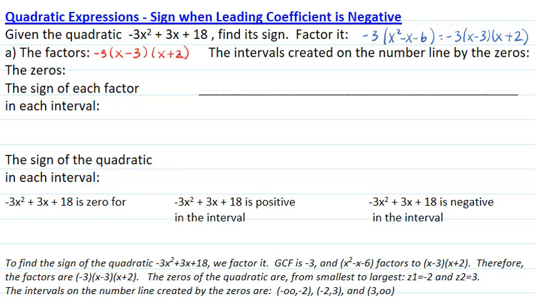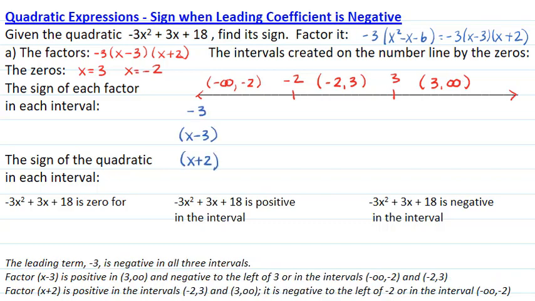The zeros of this quadratic are x equal to 3 and x equal to negative 2. So I'm going to put them on the number line. And these zeros are now splitting the real number line into three intervals. Interval negative infinity to negative 2, negative 2 to 3, and interval 3 to infinity.